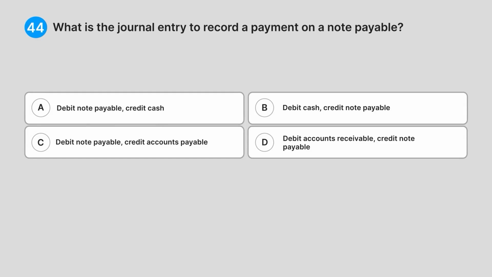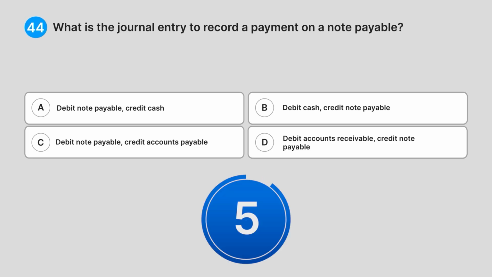44. What is the journal entry to record a payment on a note payable? A. Debit note payable. Credit cash. B. Debit cash. Credit note payable. C. Debit note payable. Credit accounts payable. D. Debit accounts receivable. Credit note payable. Do you know the answer?